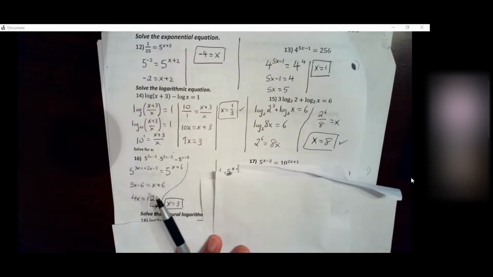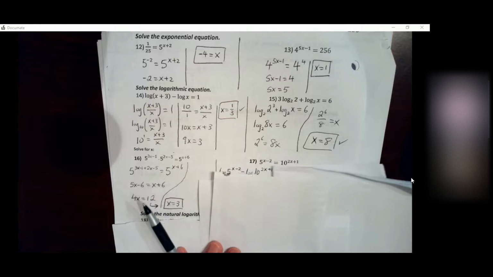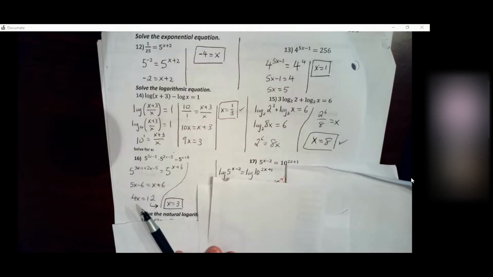We're gonna have to take the log of each one, right? Right. Ideally, we can just get the bases to match, but 5 and 10, we can't quite get that to happen. So yeah, we've got to take the log of both sides. Okay, so that's going to be log 5 to the x minus 2 equals log 10 to the 2x plus 1.